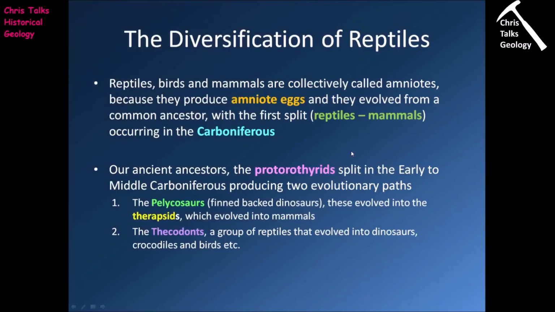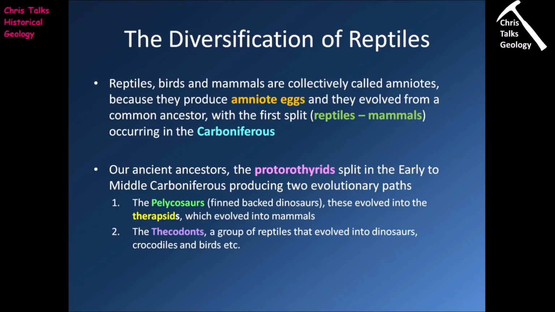Okay, so now let's move on to the reptiles. Reptiles, birds and mammals are collectively referred to as amniotes because they produce amniote eggs. We also evolved from a common ancestor, with the first split, the reptiles turning into the mammals, occurring in the Carboniferous. If you remember, as we're moving into the Carboniferous and the Permian, we start to see the appearance of these reptiles which have mammalian traits.